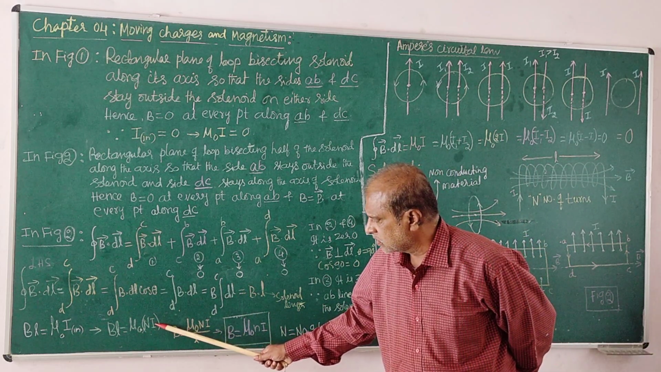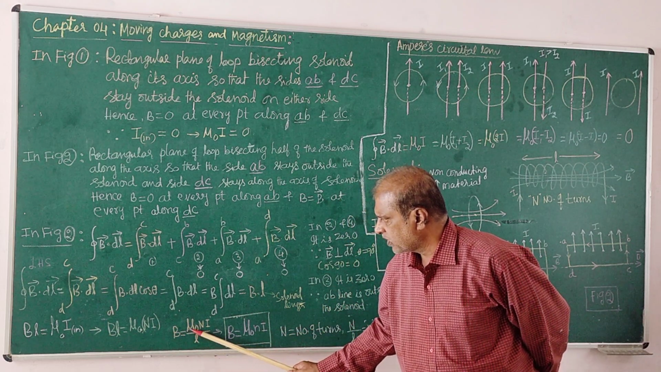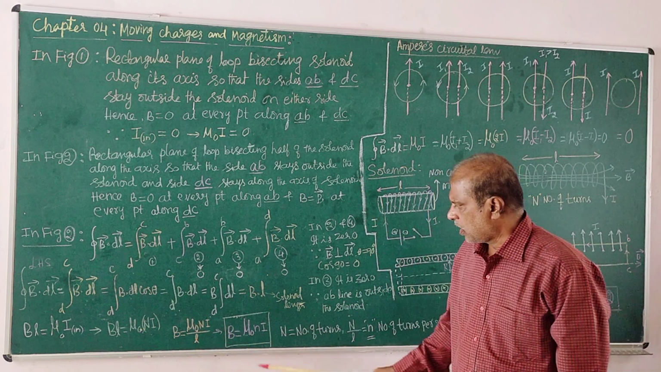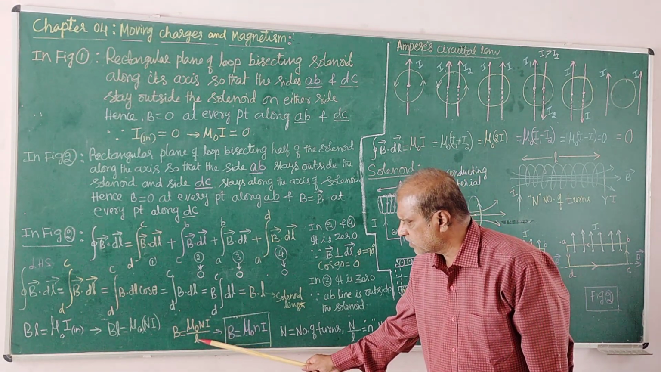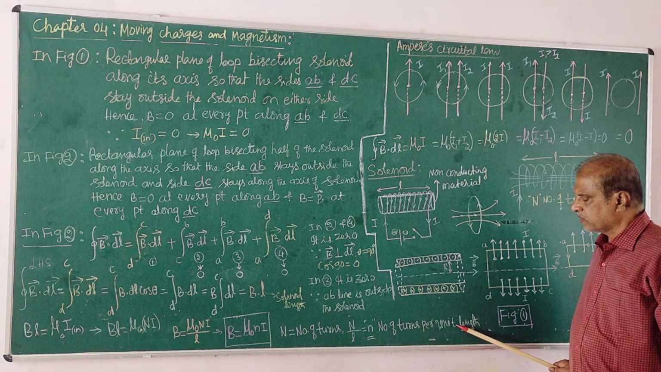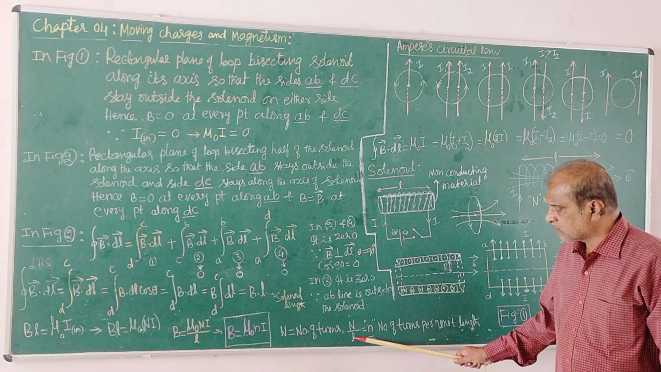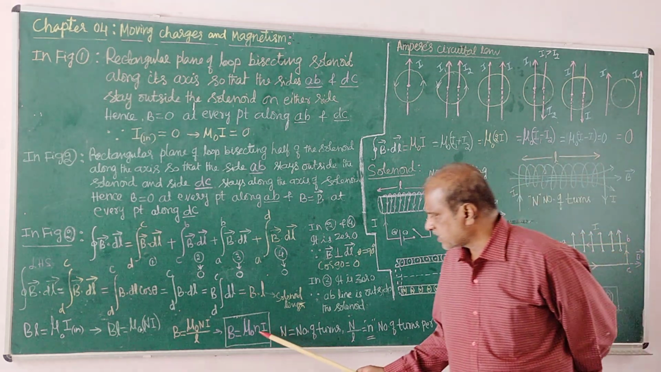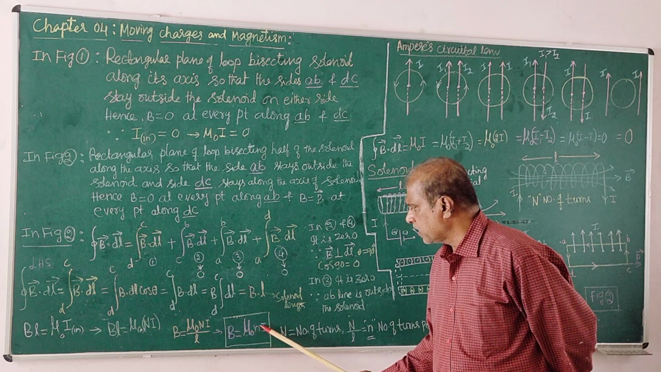So finally, simplifying, L goes to the denominator: B equals mu naught N I divided by L, and N by L, the total number of turns divided by the total length of the solenoid, gives the number of turns per unit length. Calling n the number of turns per unit length, B equals mu naught n I.